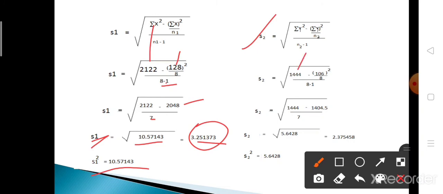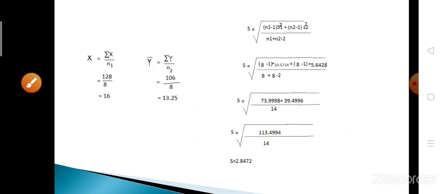Summation y square is 1444. Summation y is 106. Its square divided by 8, whole divided by 8 minus 1. 106 square divided by 8 is 1404.5. So 1444 minus 1404.5 divided by 7, that is 5.6428, and the square root of that value is 2.375458. Now S2 square, that is the square of 2.375458, which is 5.6428. So this is the value of S1 square and S2 square.